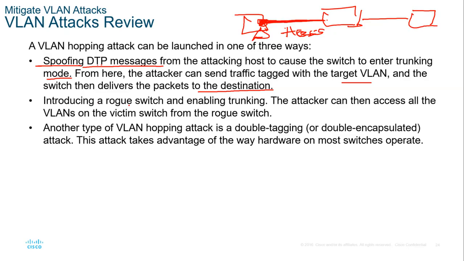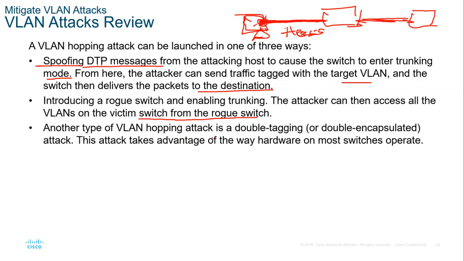So introducing a rogue switch and then enabling trunking. This one here will be treated as a simulated switch, for it to have a trunk link between this and this. So the attackers can then access all the VLANs on the victim switch from the rogue switch. You're on this PC, but you are able to access traffic from different VLANs from all the switches.